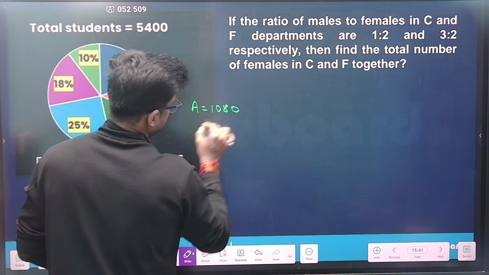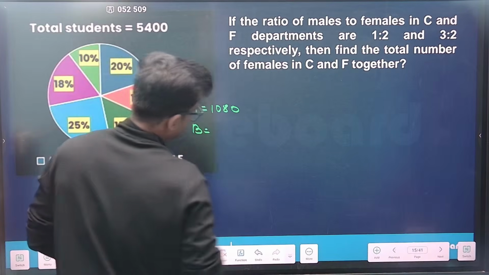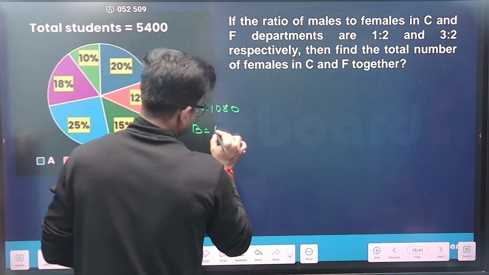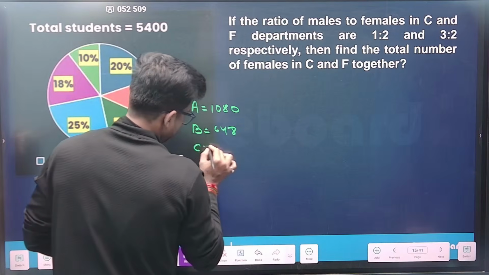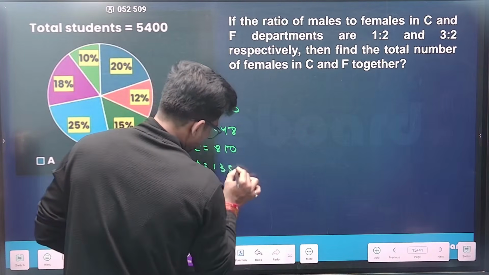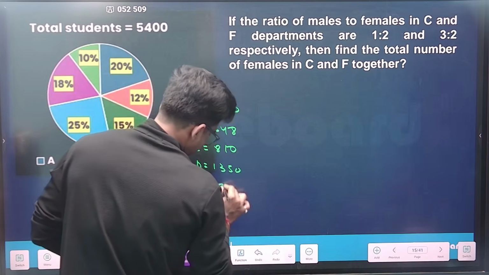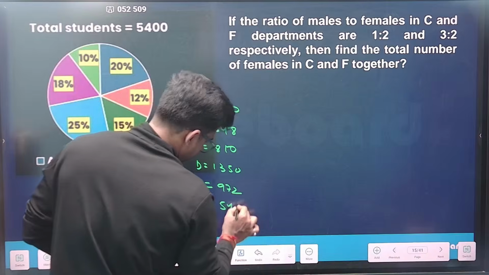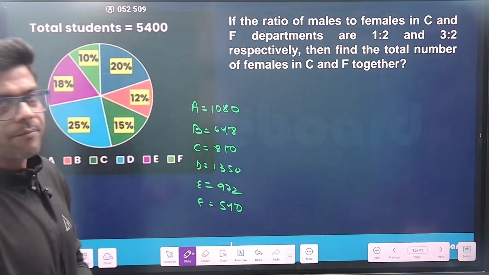1080. B was how much? 648. C is 810. 1350. A is 972 and F is basically 540. Is it right? This was the data.